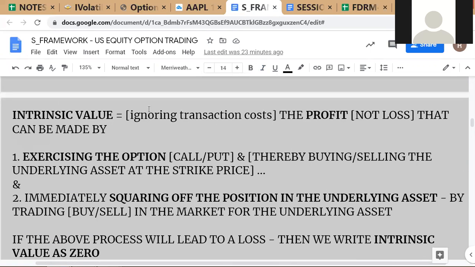This is how you come out with the calculation of intrinsic value. This is what you should actually understand in terms of concept. Instead of remembering the formula, you have to understand, okay, what is the call option? So this is the logic that I'm giving you. I'm just going to show it to you here.